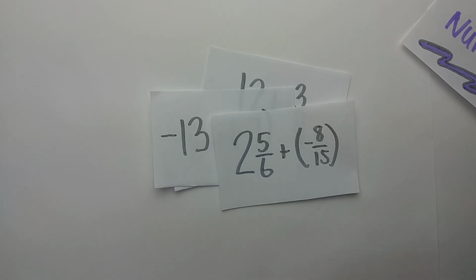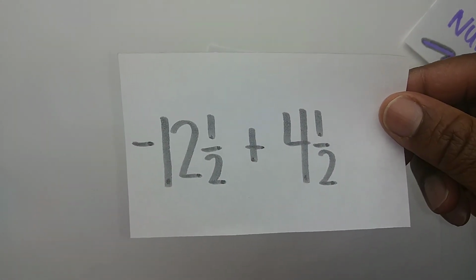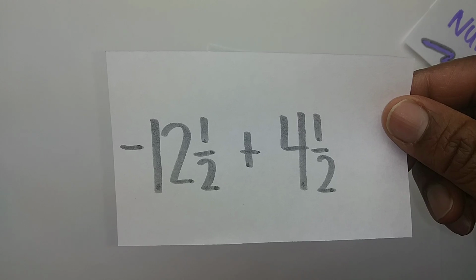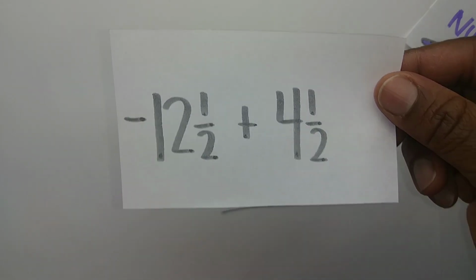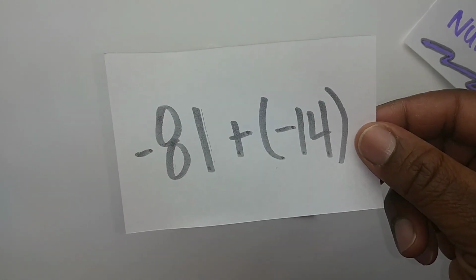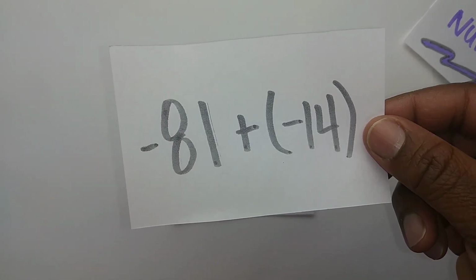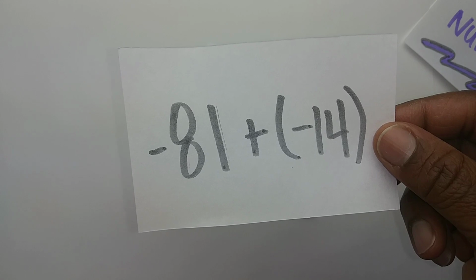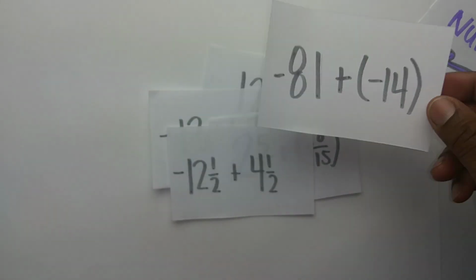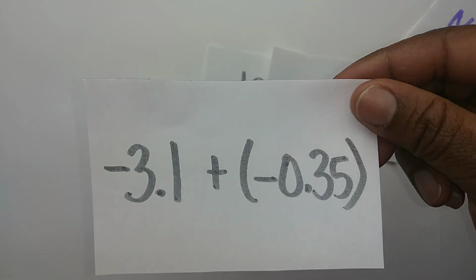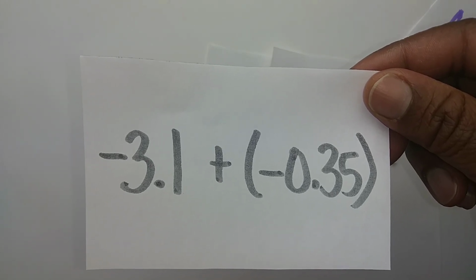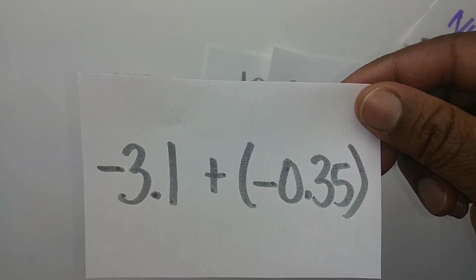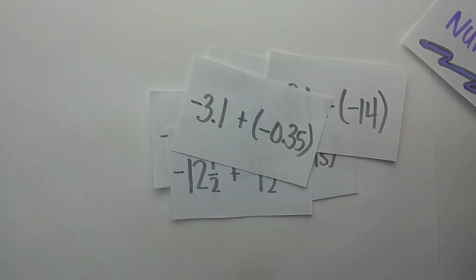What about this one? Final answer, would it be positive or negative? Which one has a greater absolute value? So in this case, the final answer will be negative. How about this one? The signs are the same, so we will add those two addends and keep the answer as negative. How about this one? The final answer will be negative as well. We add both of them and keep that sign.